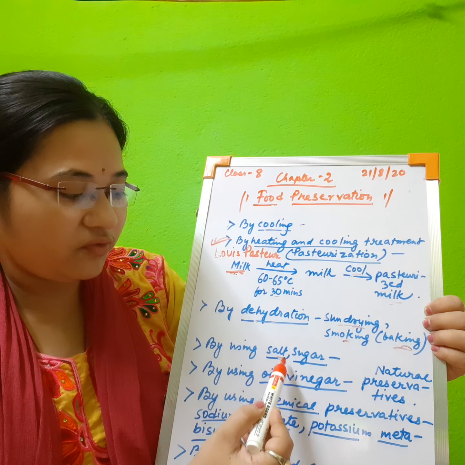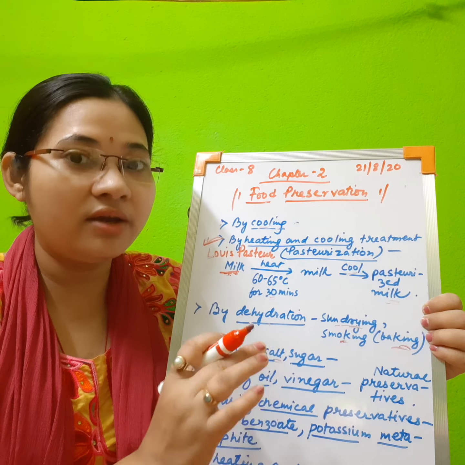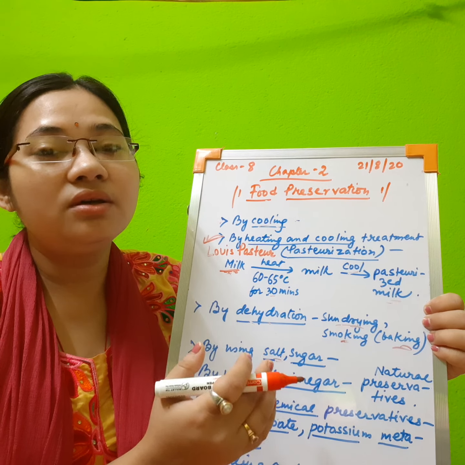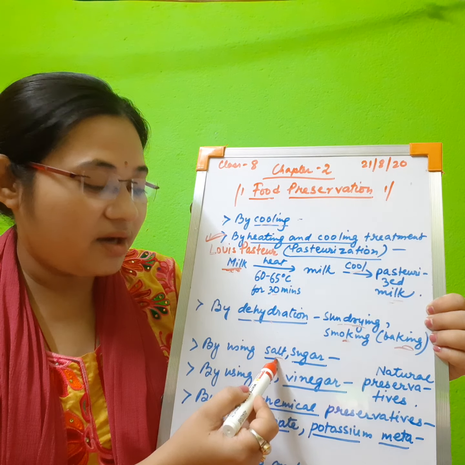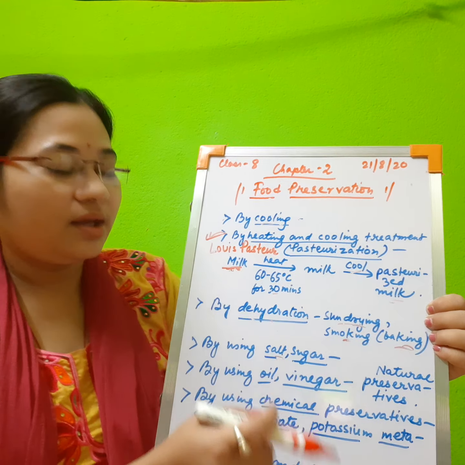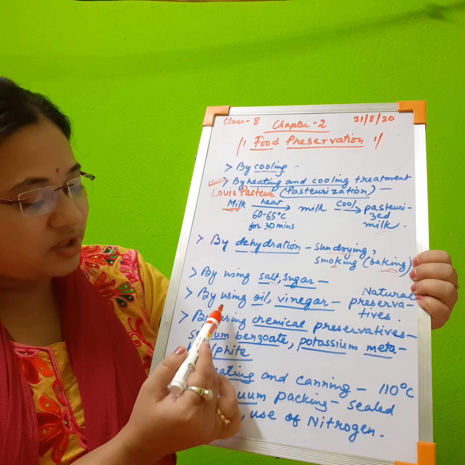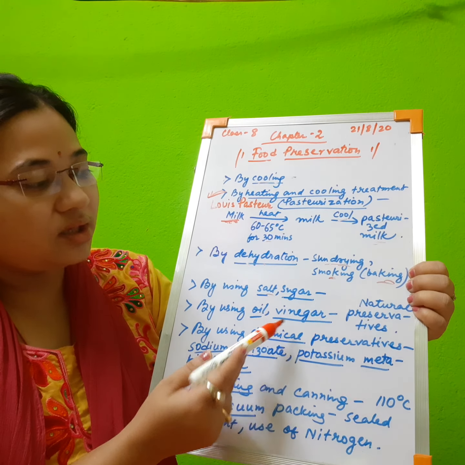Okay, so it is a type of natural preservative. Like you have seen pickles, your grandmother or your mother makes pickles by adding an excess amount of salt, or in the case of sugar, like in jellies. Okay, then the next way of food preservation is by using oil, vinegar, etc.